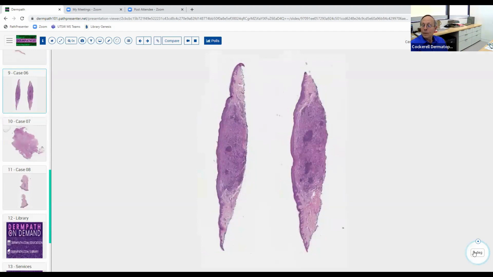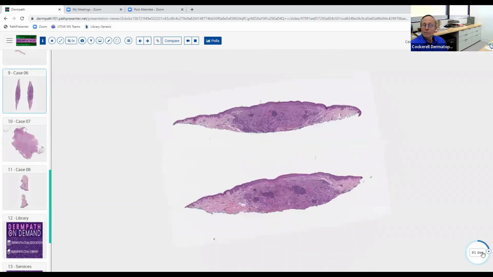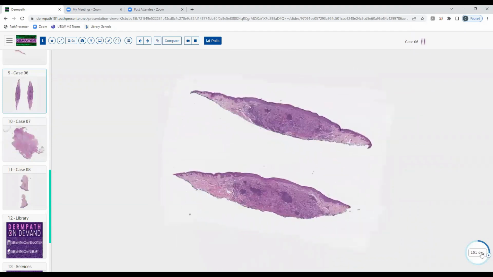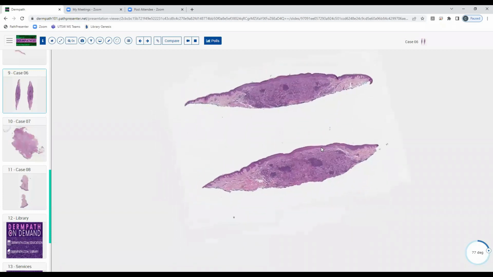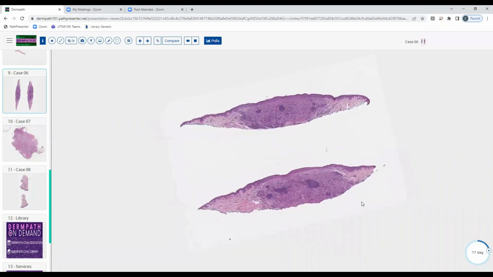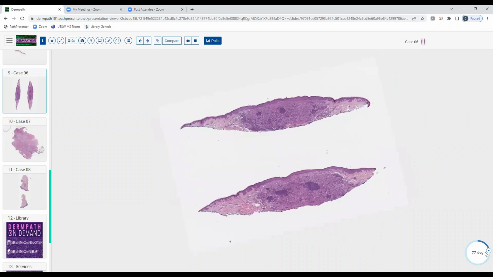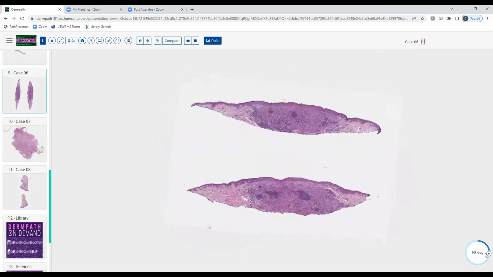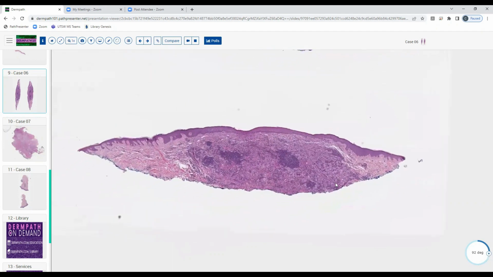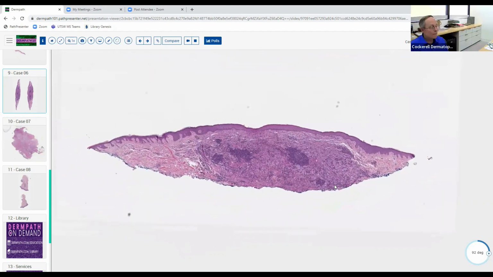Okay. Let's take a look at this one. Hi, Dr. Cockerell. My name's Annie. I'll be doing this one. Okay. So it looks like we have a shave. From a lower power, I would say it's more of an inflammatory category. It looks like we have a lot of collections of nodules and a diffuse pattern of inflammatory cells from afar.